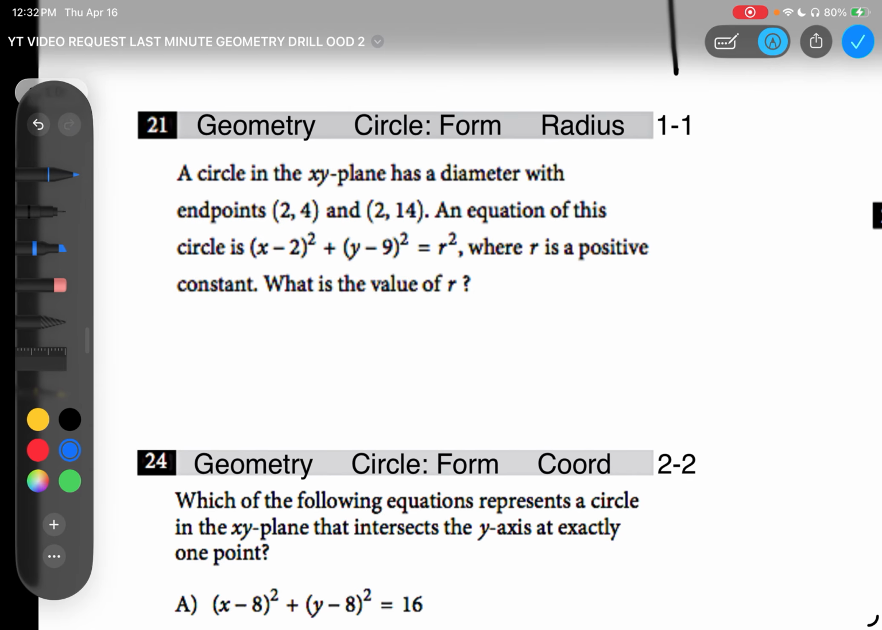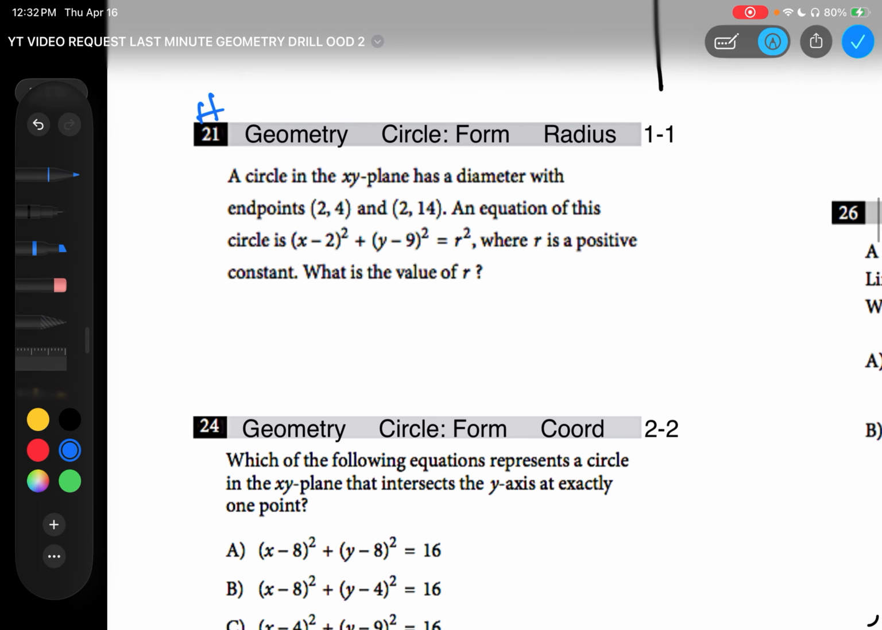Question number 21. It's also considered a hard question. The circle in the XY plane has a diameter. All right, remember diameter, not radius. Diameter, that's from one end of the circle through the center to the other side of the circle, with endpoints (2, 4) and (2, 14).